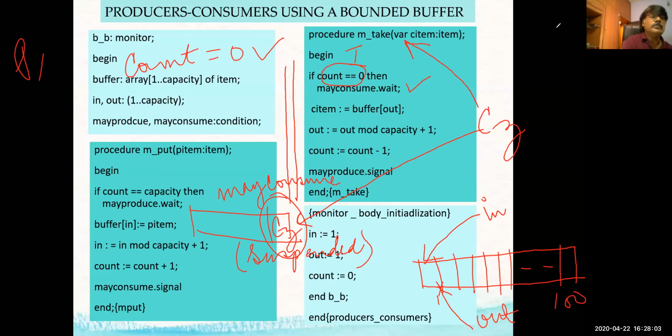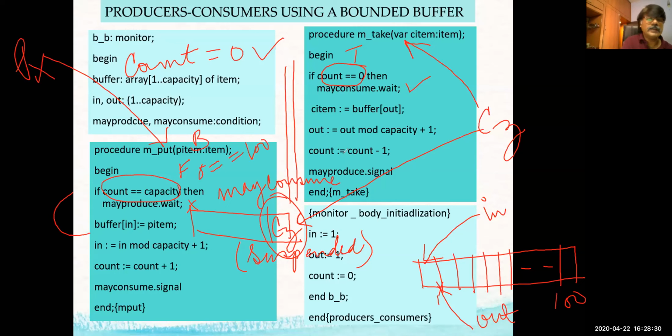After some time, producer X wants to produce the information. So it will invoke the function called input. It will supply the value B. The monitor will check whether count is equal to capacity. This is false because 0 equals 100 is false. So what happens? The statement may produce dot wait will not be executed.